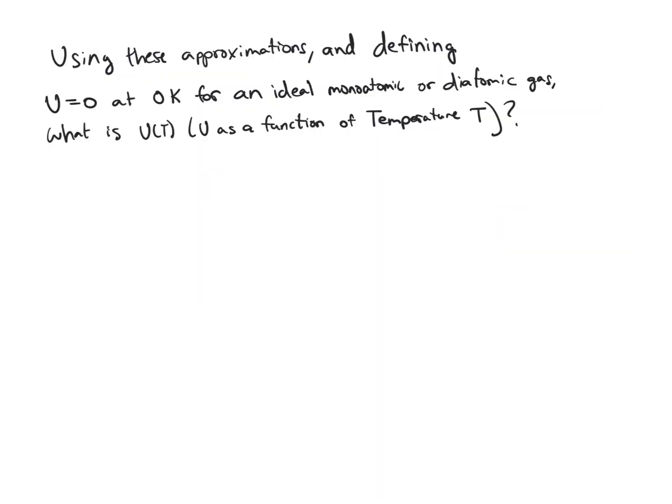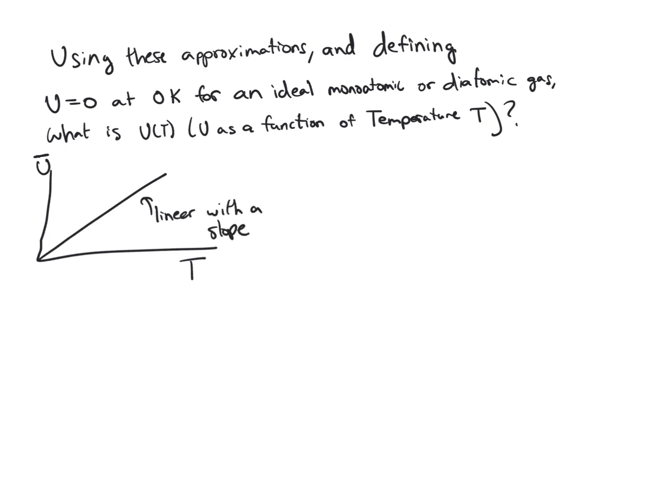Okay, our next step then is using the approximations that we just developed, and it's convenient to define the internal energy of an ideal gas at 0 Kelvin to be 0. What is the internal energy of one of these gases as a function of temperature T? Let's look at this from a graphical perspective. If I have U bar and T, what we observed was this was linear, with a slope of CV bar, which is equal to the derivative of U with respect to T, holding volume and moles constant. That CV bar is basically constant under these normal conditions.